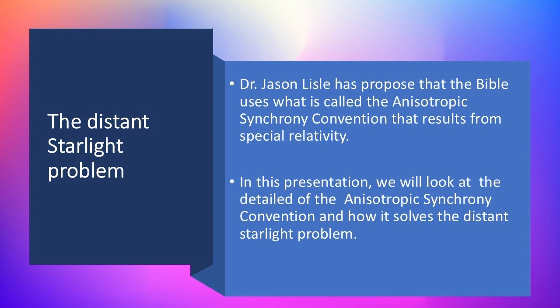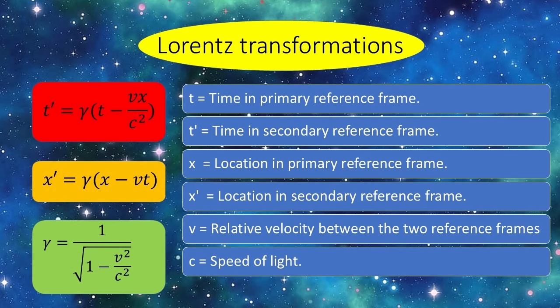Dr. Jason Lyle has proposed that the Bible uses what is called the Anisotropic Synchrony Convention that results from special relativity. In this video, we will look at the details of the Anisotropic Synchrony Convention and how it solves the distant starlight problem. These are the Lorentz transformation formulas. They form the cornerstone of special relativity, with the conversion term gamma at the bottom.